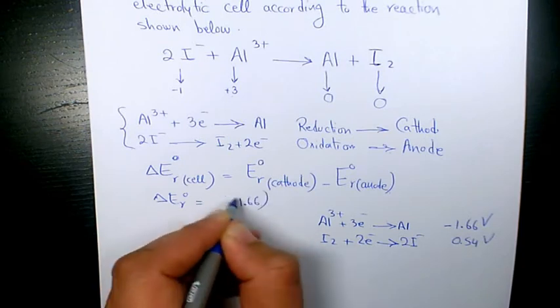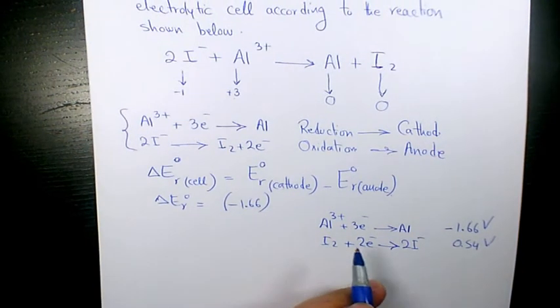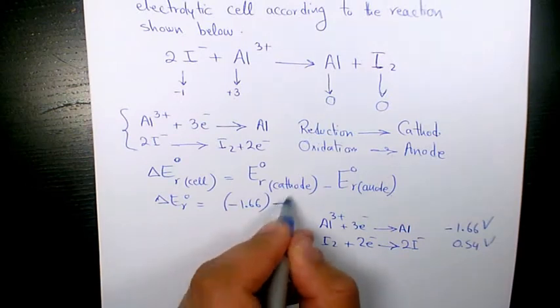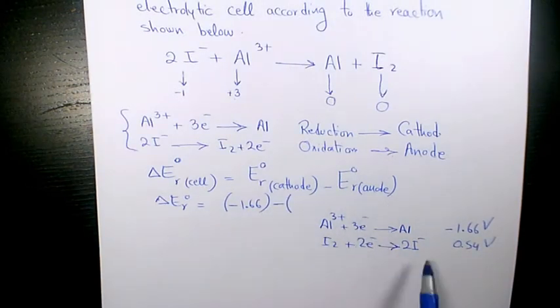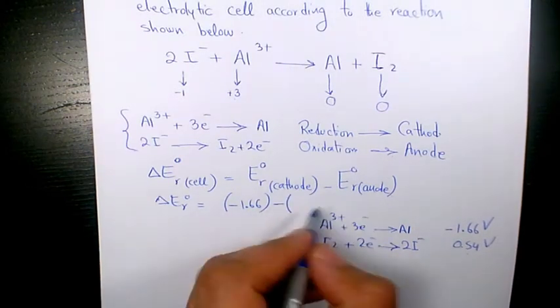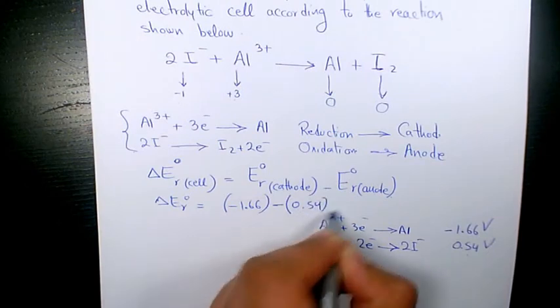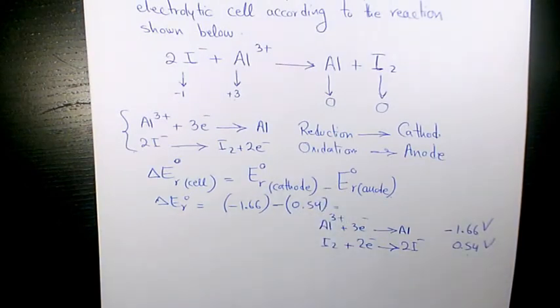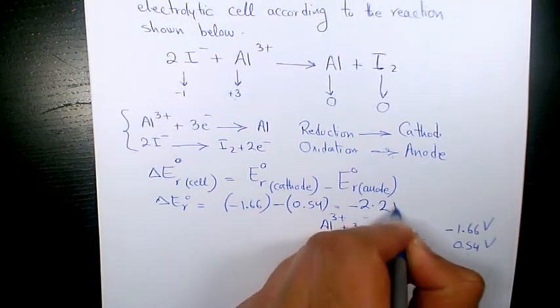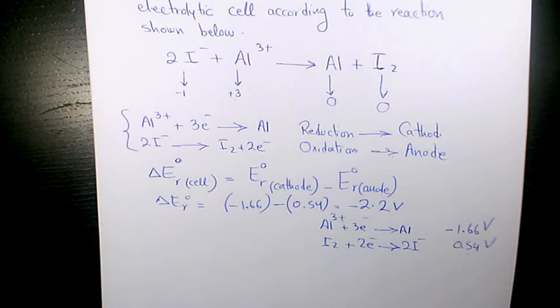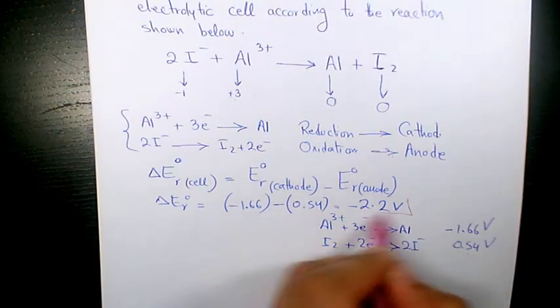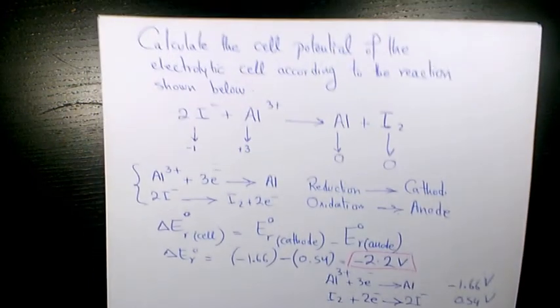-1.66 minus E° of anode, which is going to be 0.54. That's going to give me -1.66 minus 0.54. It's going to be -2.2 volts. That's going to be the cell potential for this reaction.